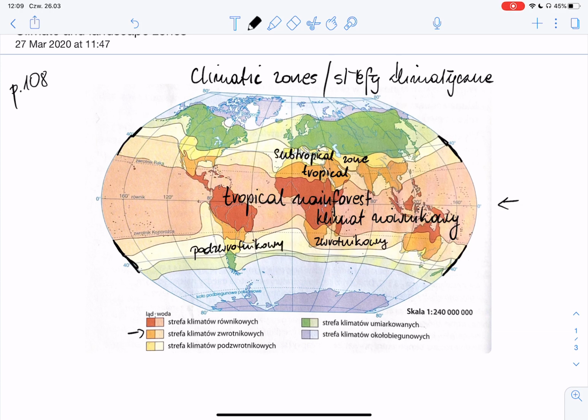There is also the really wide stripe of green in this map, and as you can see, most of Europe belongs to this climate, as well as a huge part of Asia, and this is the zone of climate so-called temperate.